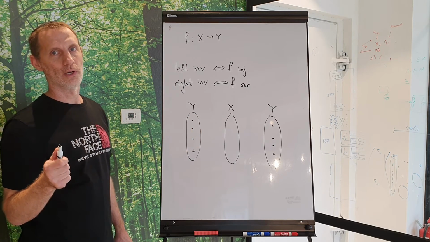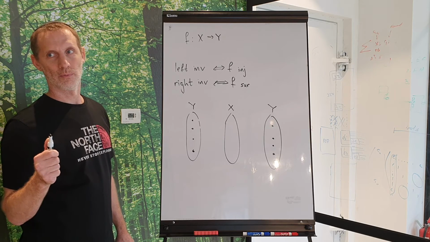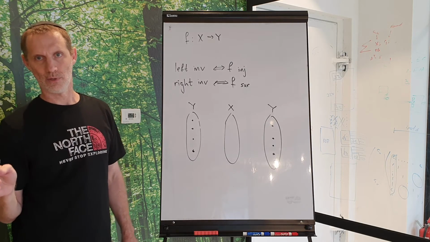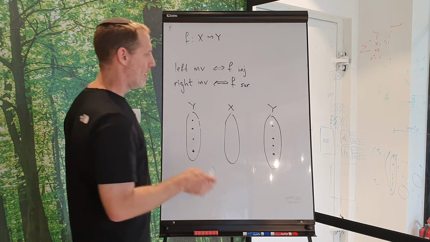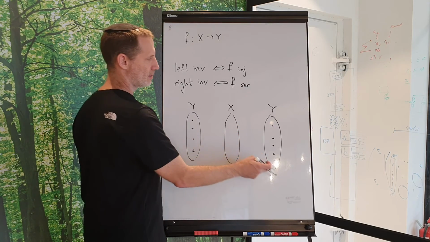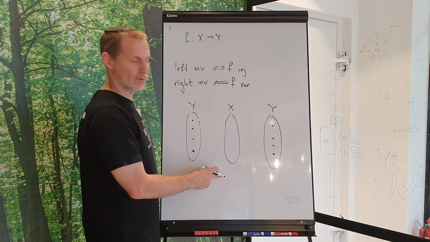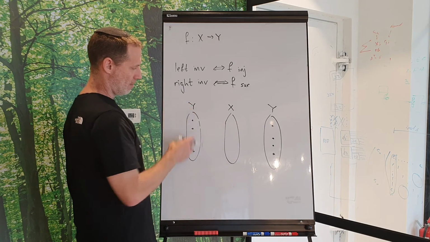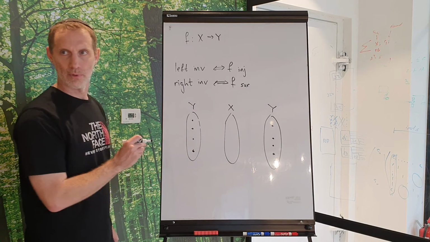No, I showed that an inverse implies surjection. I didn't show that if it's surjective, it has to have an inverse. You showed that if it's an inverse, then it has to be surjective. Now, if it's surjective, that just means that this is all math, but this is also all math, right?